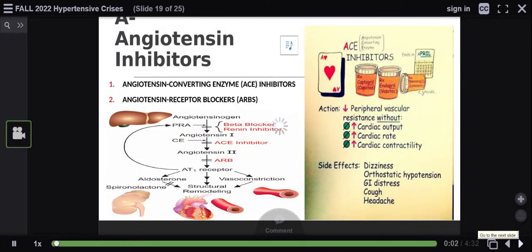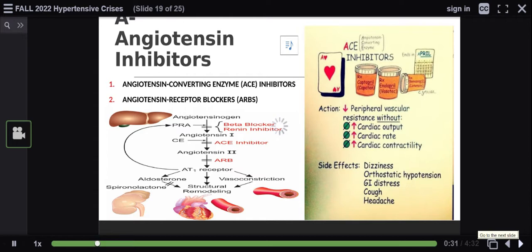You have to remember two things about angiotensin inhibitors. Earlier, I mentioned the angiotensin converting enzyme inhibitors, which are the ACEs. These are medications that end in pril. That's why we call it the april. So we have another type of angiotensin inhibitors, which are called the ARBs, or angiotensin receptor blockers. So these are two different kinds of angiotensin inhibitors that act differently.